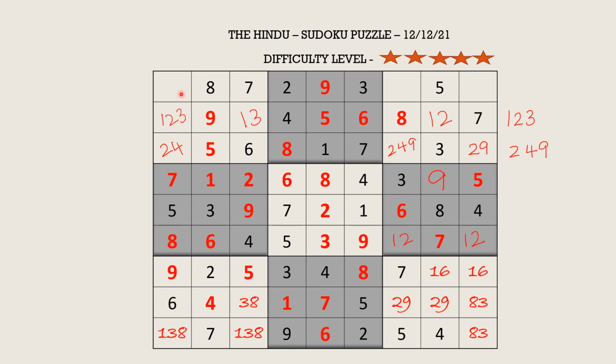Moving up to this row, again there are 3 empty cells and the missing numbers are 1, 4 and 6. Fine. So there is a 4 here, so this will take a 1, 6. Here, okay, we have to take 1, 4, 6. And here we have a 6, so let's write 1, 4 here.